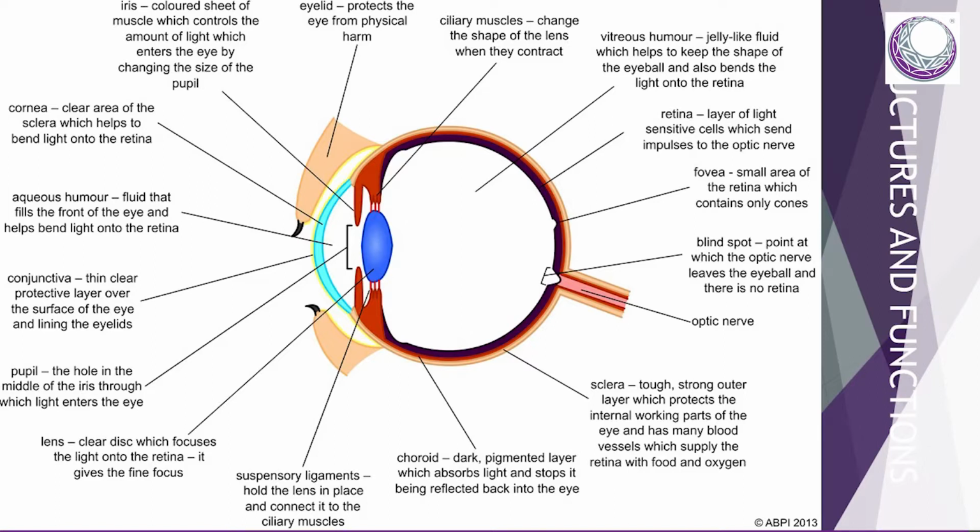The choroid layer also contains some blood vessels which help to feed the eye.